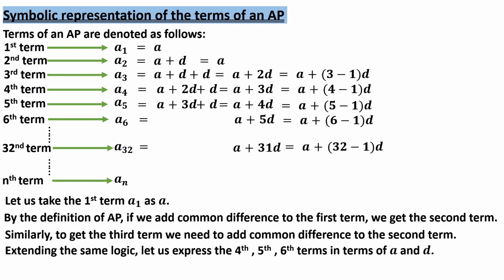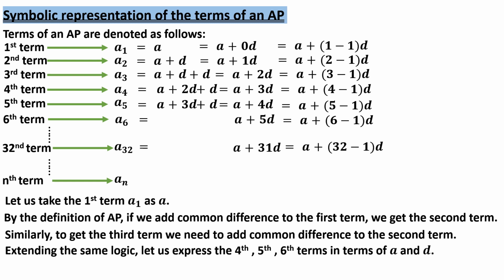Can we bring this to the same form? Yes, we can. A plus d can be written as A plus 1d. 1 can be written as A plus 2 minus 1 into d. Now, what about the first term, A? A can be written as A plus 0d. 0 can be written as 1 minus 1 into d.